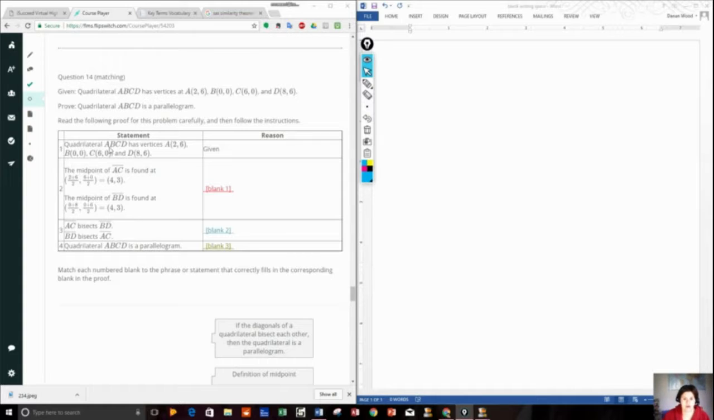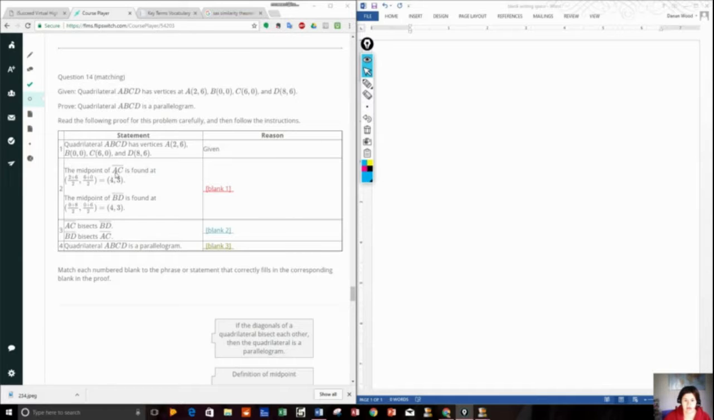So quadrilateral ABCD has vertices A (2, 6), B (0, 0), C (6, 0), and D (8, 6). That's given. Okay, so now I'm thinking, what's my game plan to figure out the blanks? I'm going to read the statement, and since the blank is on the reason, I'm going to read the statement and then find the reason.